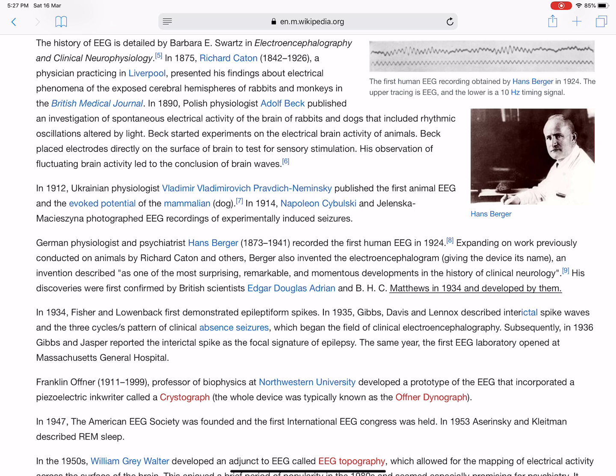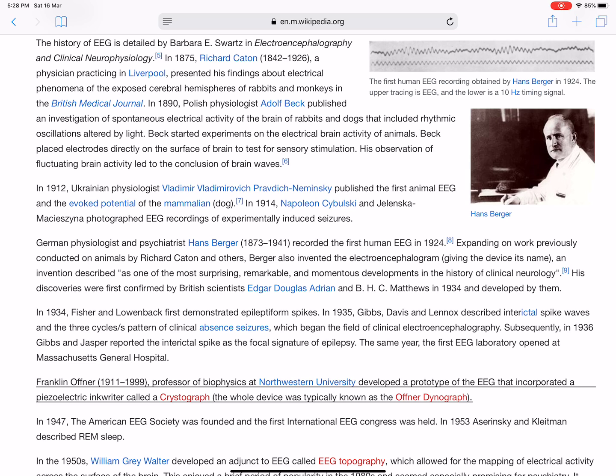In 1934, Fisher and Lowenbach first demonstrated epileptiform spikes. In 1935, Gibbs, Davis and Lennox described interictal spike waves and the 3 cycles per second pattern of clinical absence seizures, which began the field of clinical electroencephalography. Subsequently, in 1936, Gibbs and Jasper reported the interictal spike as the focal signature of epilepsy. The same year, the first EEG laboratory opened at Massachusetts General Hospital.